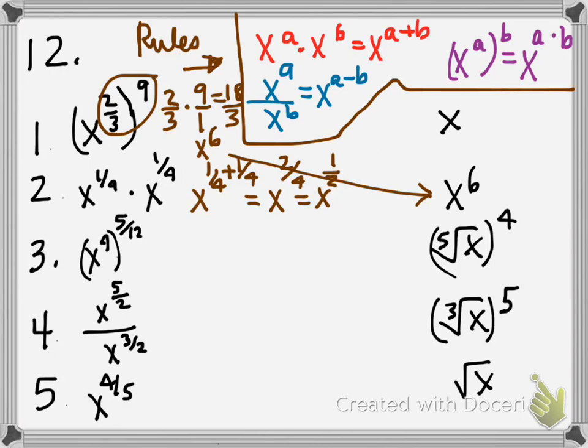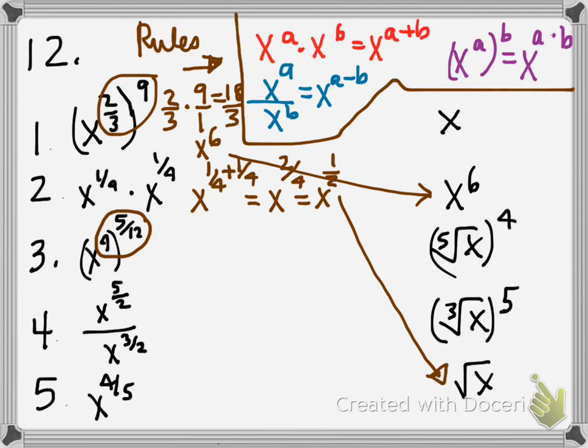If you remember, anything raised to the 1/2 is taking the square root of that base, so we are taking the square root of x. For number 3, we're going to be using the rule in purple, the power rule, that says we're going to be multiplying these two numbers together.